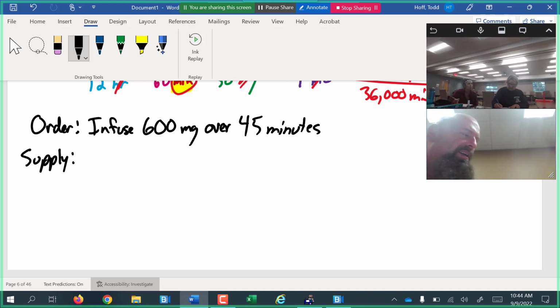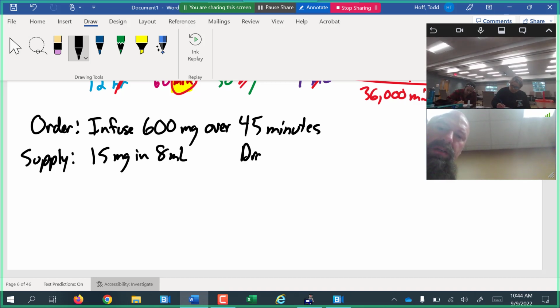We look at our supply. The label says that it is constituted at 15 milligrams in 8 milliliters of solution with a drop factor of 18 drops per milliliter.